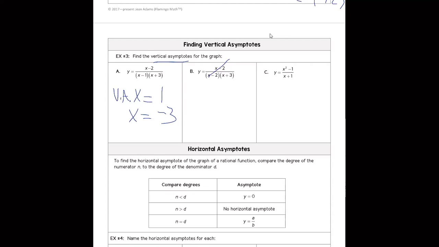For graph B, since the x minus 2's cancel, your only vertical asymptote would be at x equals -3. You would actually have a hole at +2, but they don't ask. They're literally just asking for vertical asymptotes.